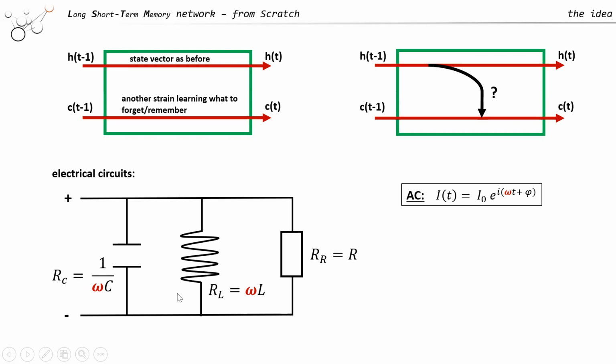If you take a look at the resistance of the coil, it goes with the frequency, but it goes proportional to the frequency. So there are all these different constants, C and L.